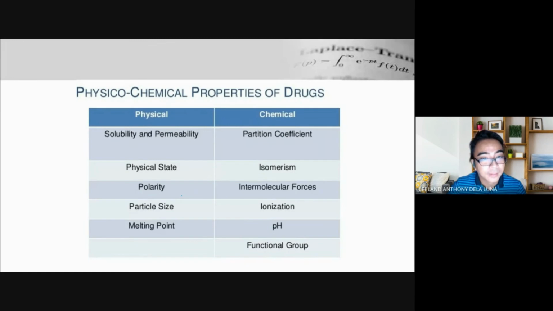Okay? All right, so in summary, class, these are just some of the physicochemical properties of drugs that we will be discussing. They're actually more on physical properties tayo. We'll be focusing more on physical properties. Okay, and of course, we'll be mentioning some of the chemical properties as well. Pero we'll be focusing more on the physical properties. Okay, like physical state, polarity, particle size, melting point, freezing point depression, and so on and so forth.